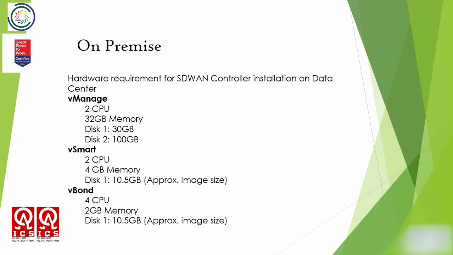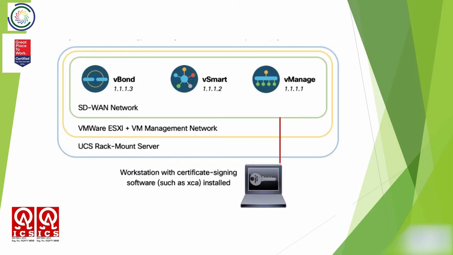Some of the requirements for the Cisco SD-WAN controller deployment in our own data center are given below. For the vManage, we need at least 100 GB of data storage, 32 GB of memory, and 2 CPUs. For vSmart, we need 4 GB of memory and at least 10 GB of storage. For the vBond, we also need 2 GB of memory and at least 10 GB of storage. Here is a diagram for the deployment of the Cisco SD-WAN controller in our own data center.